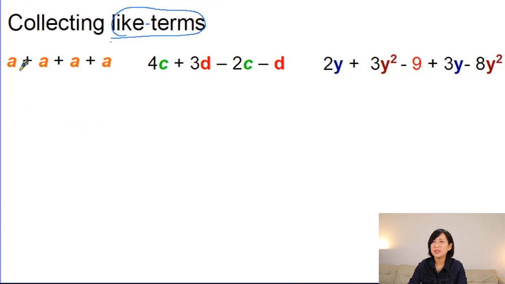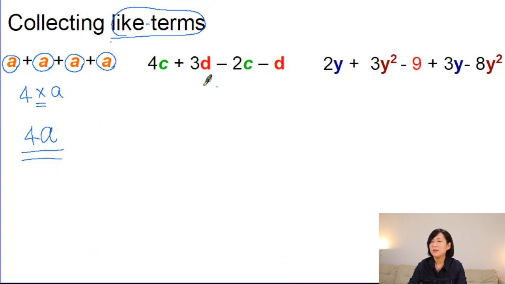So as you can see, you've got a plus a plus a plus a. These are all same terms. They're all like terms. We put them together. That means it's 4 times a, right? You're adding 4 times. Then, as you already know that when it comes to algebra, we don't write multiplication sign. So we just simply write this as 4a. This is collecting like terms.